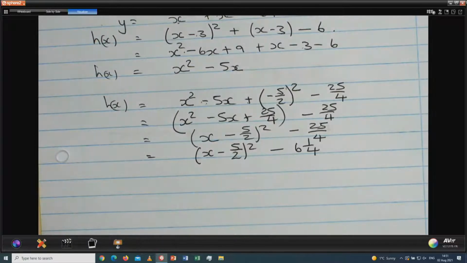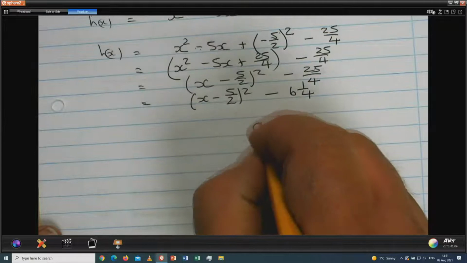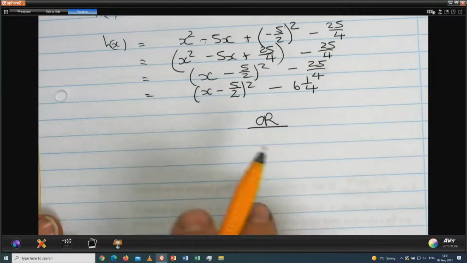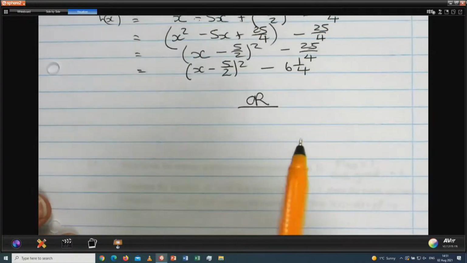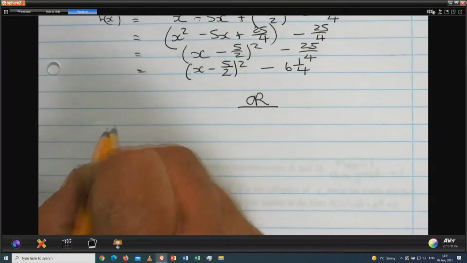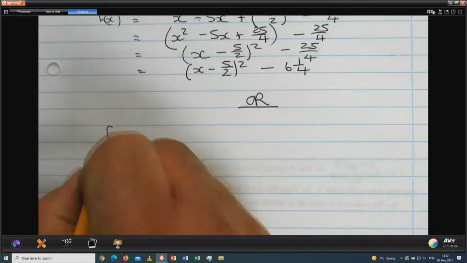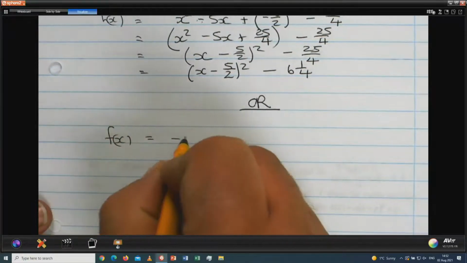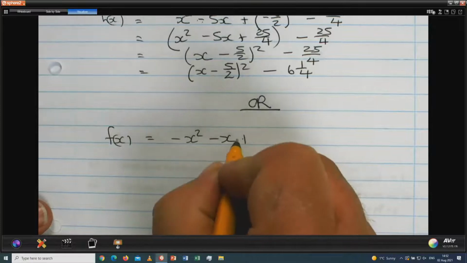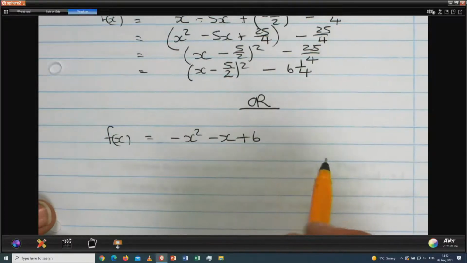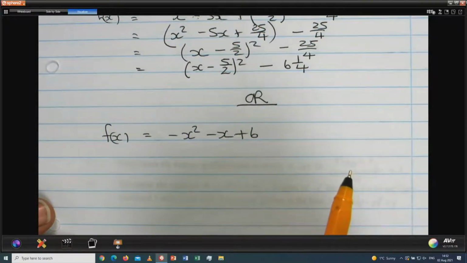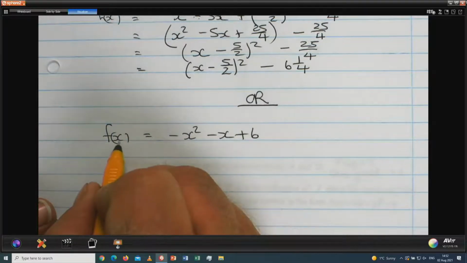Right, the other way in which this could have been done, you could have first of all taken your f(x) equation, and then you could have rewritten it in the form y is equal to ax squared minus bx plus c. Now you could have taken that form f(x) equal to negative x squared negative x plus 6, and rewritten it in the form y is equal to a(x minus p) squared plus q, and then do the shifting of left and right and up, and then translation, etc. So that's f(x).